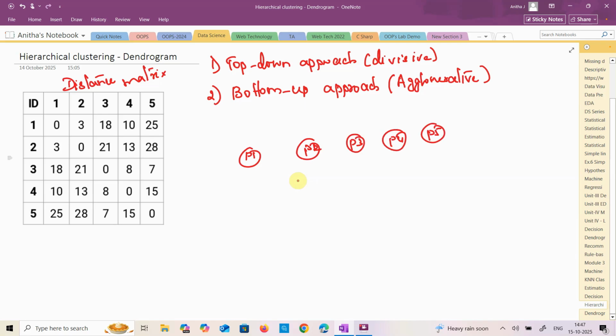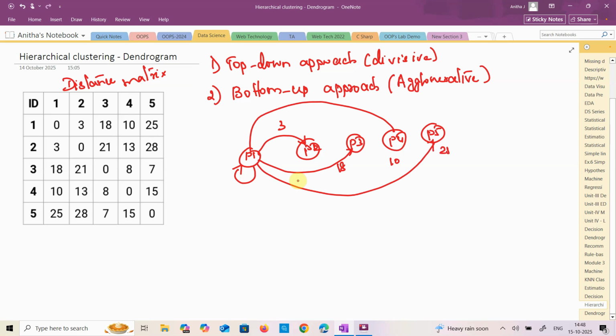The distance matrix represents the distance between each pair of points in terms of Euclidean distance. So the distance from P1 to P1 will be 0. Distance from P1 to P2 will be 3. Distance from P1 to P3 is 18. The distance to P4 will be 10. And the distance to P5 will be 25. So we get the points P1, P2, P3, P4 and P5.